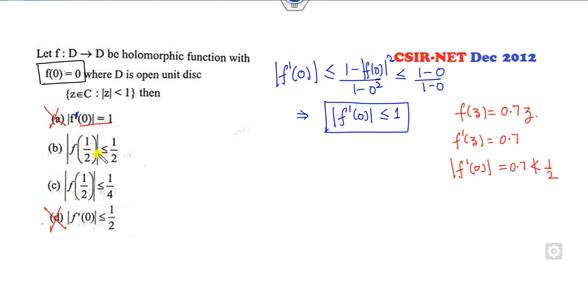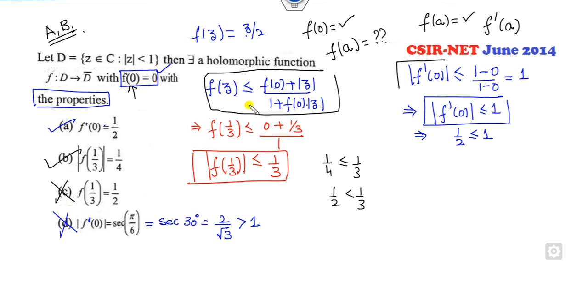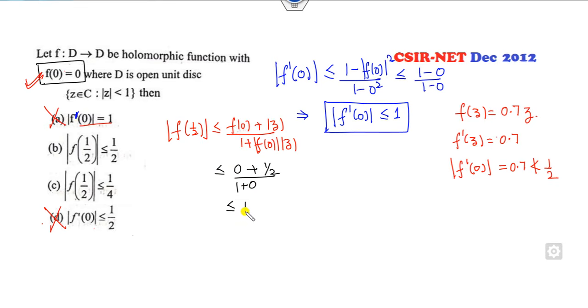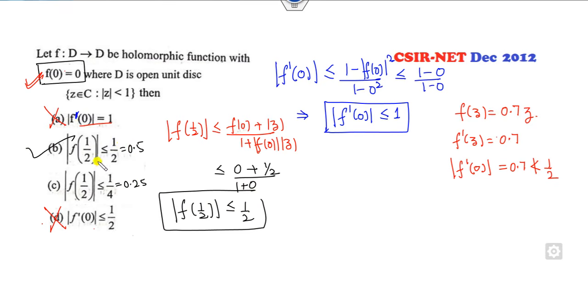Now, again because f of 0 is given to you, I can apply this property for f of half. So what is that? F of half is f of 0 plus this over 1 plus f of 0 into mod of z. So f of 0 is 0, this is half, this is 0 here, so it is less than half. So f of half, upper bound is half, but he said it's 0.25, it is my 0.5. So this is satisfied, but 0.25 is not satisfied. So the right answer is only B for this problem.